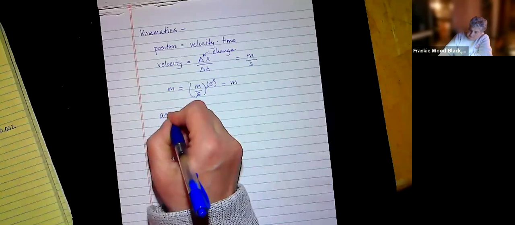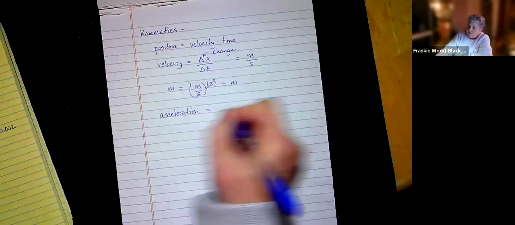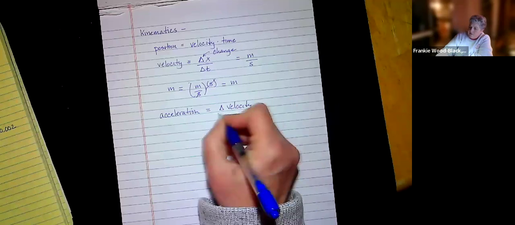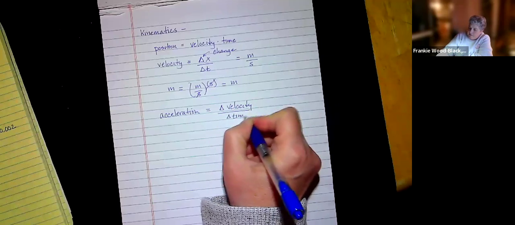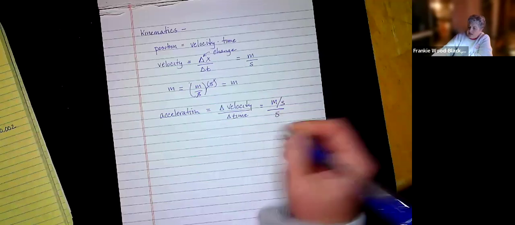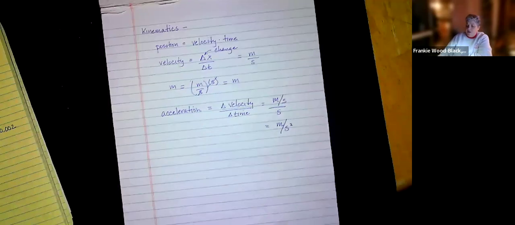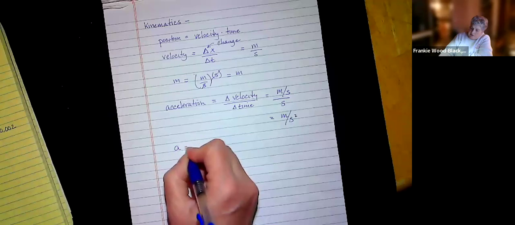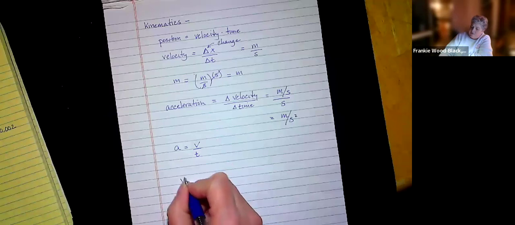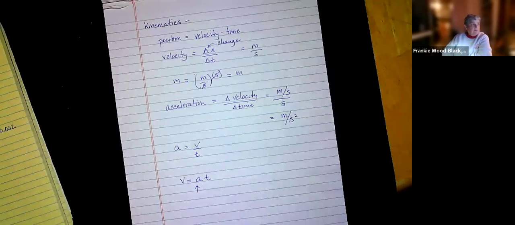Now, acceleration is going to be a change in velocity with respect to time. So this is going to be in meters per second over seconds, and mathematically we can write that out as meters per second squared. But I can use A for acceleration, and I have velocity divided by time.